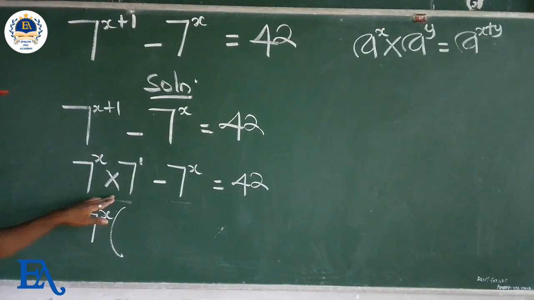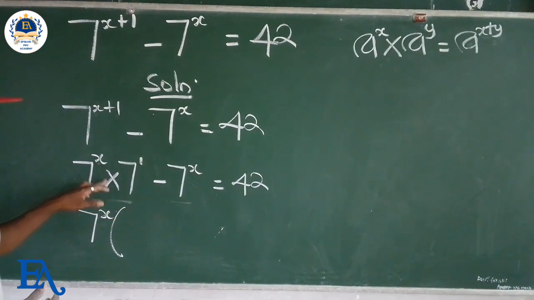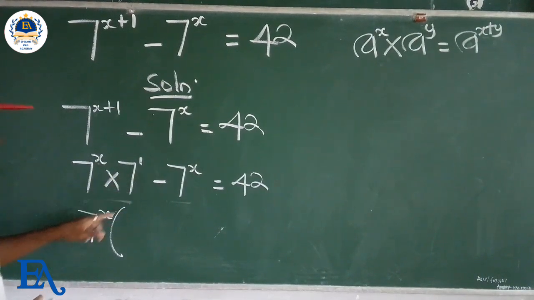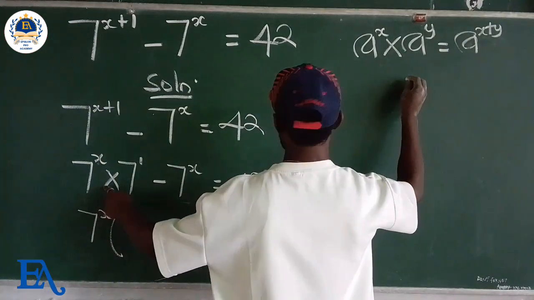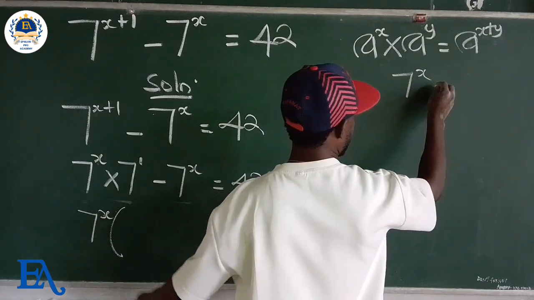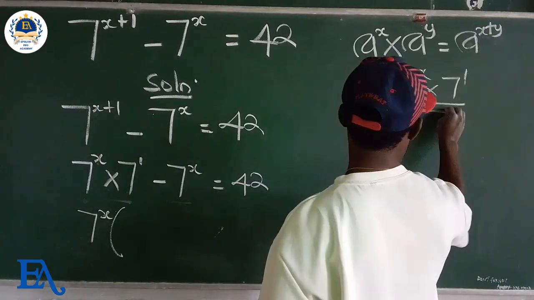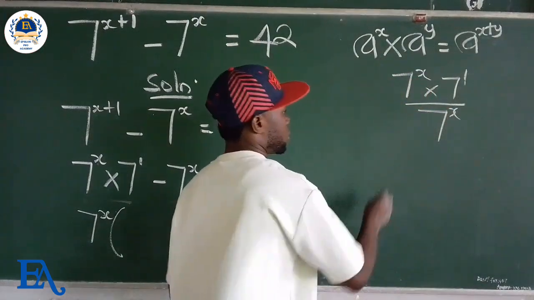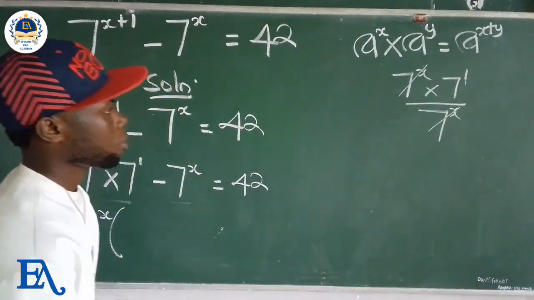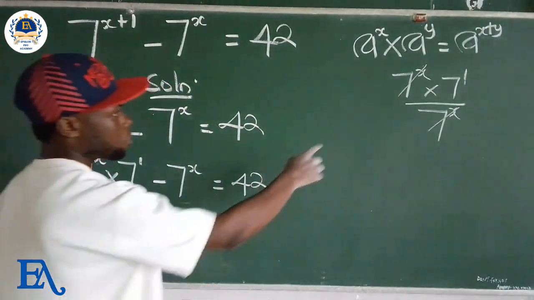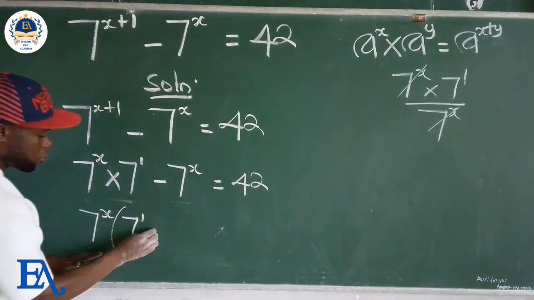We have to divide. The next thing is to divide this 7 raised to the power of x times 7 raised to the power of 1 by the common factor. So by doing that, 7 raised to the power of x times 7 raised to the power of 1 by the common factor, which is 7 raised to the power of x. So this and this will cancel out. And we are going to be left with 7 raised to the power of 1. So 7 raised to the power of 1, then minus.